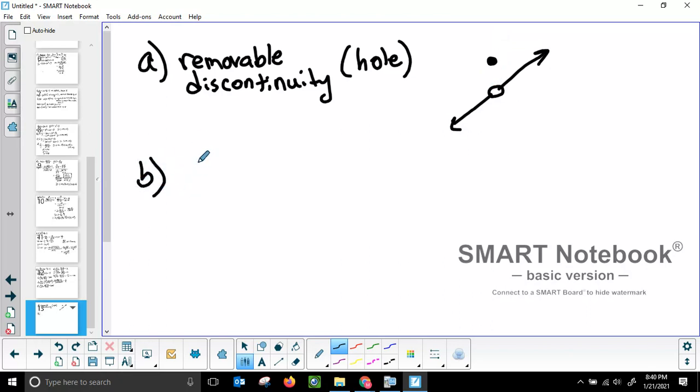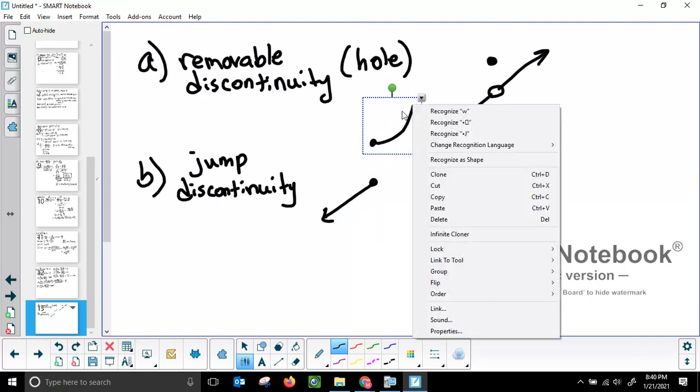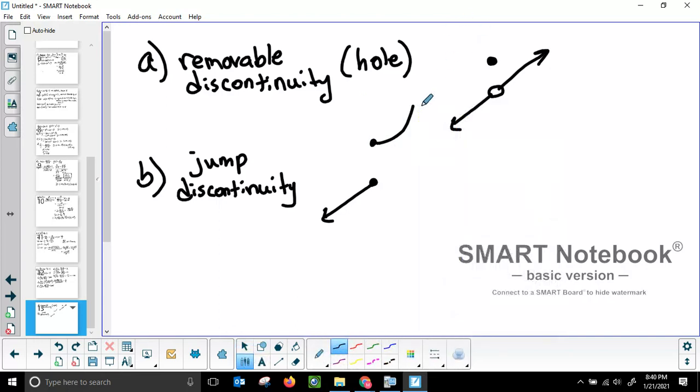All right, a jump discontinuity is where, if you're trying to trace this with a pencil, you literally have to jump. The best example of these are piecewise functions. Right? So if you have something like this, and then maybe you have something like this. All right, so if you're trying to trace this, you have to take your pencil and jump up to the next piece.